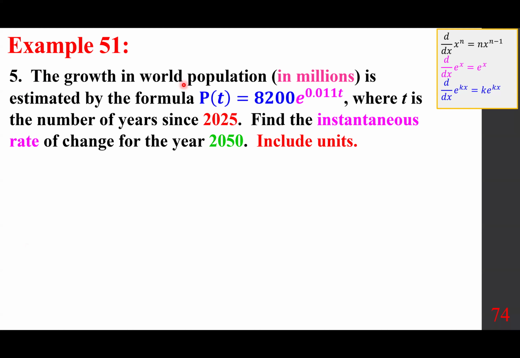The growth in world population in millions is estimated by the formula P of t is 8,200 e to the power of 0.011 t, where t is the number of years since 2025. Find the instantaneous rate of change for the year 2050. Include units. Again, they don't have to mention include units. We must always.